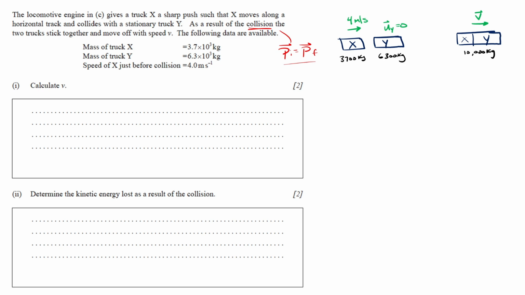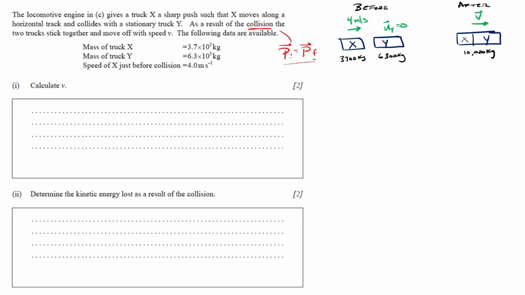Okay, so I've just made a sketch here of the situation with my before and after, because if I'm going to do initial momentum equals final momentum, I've got to picture what's happening in my initial situation and my final situation. Okay, so we want to calculate V. Again, collision, find the speed. That's definitely an initial equals final momentum thing.